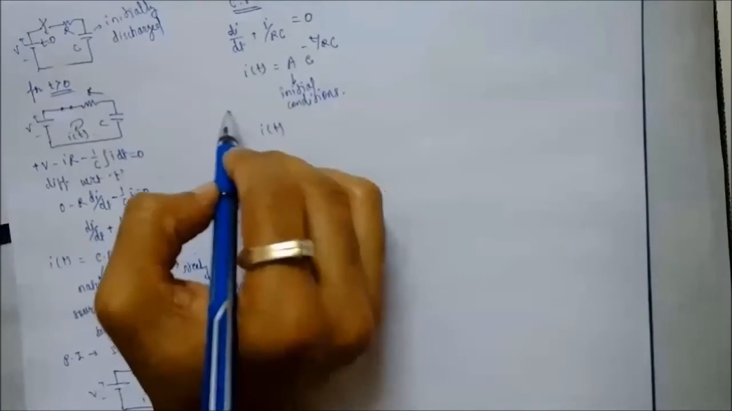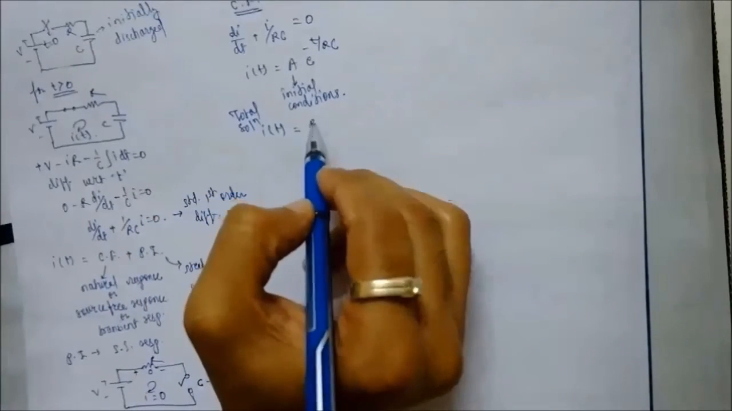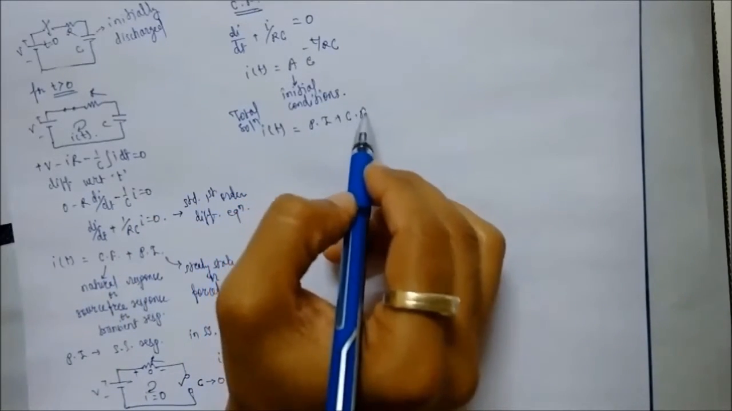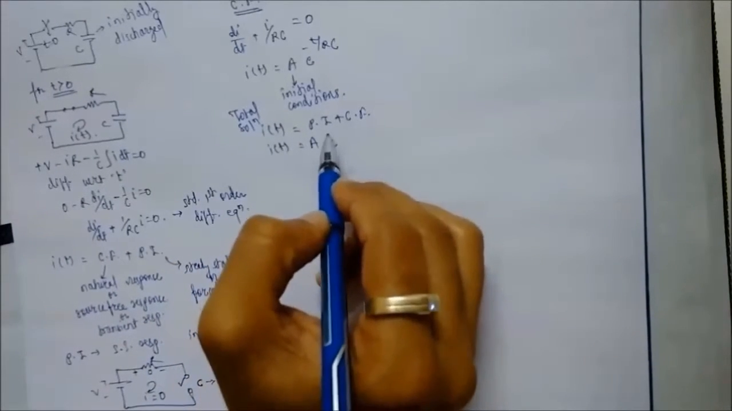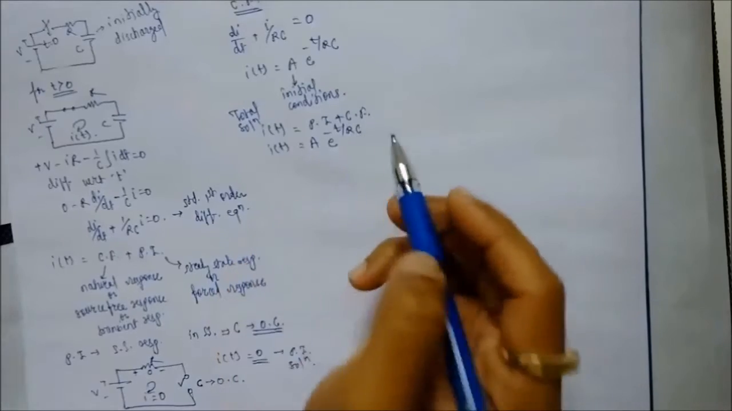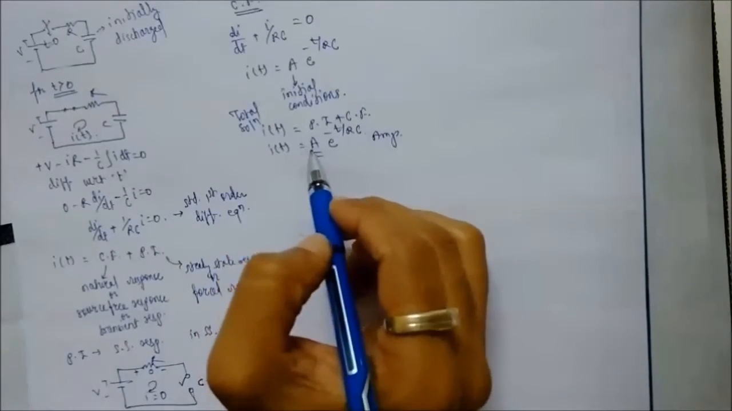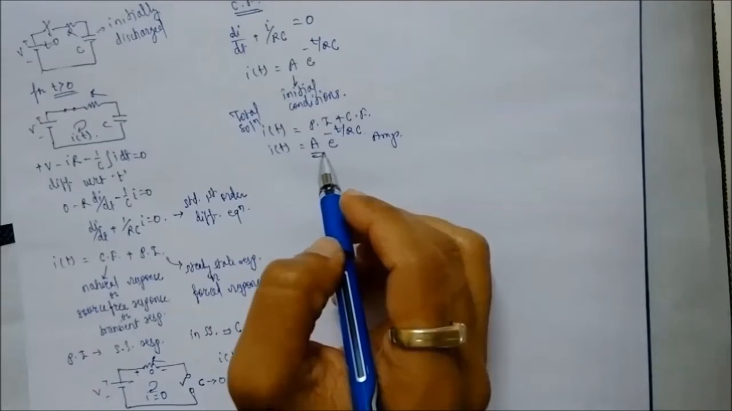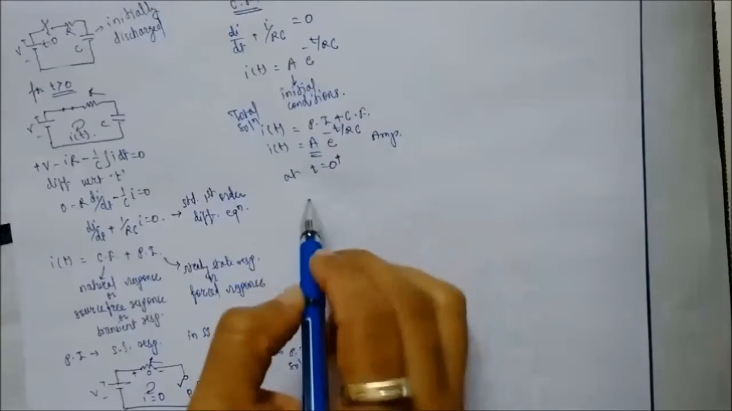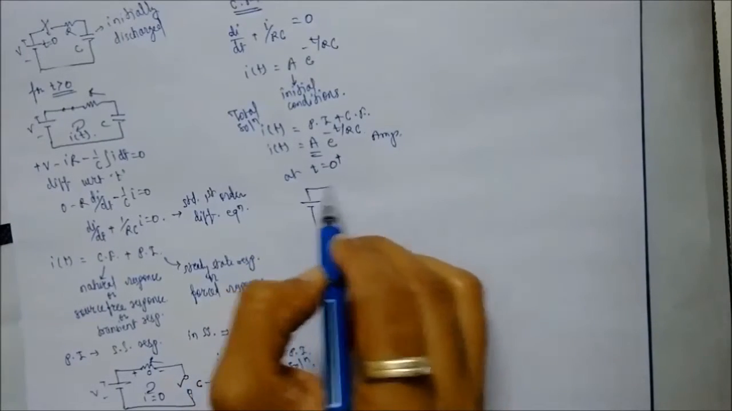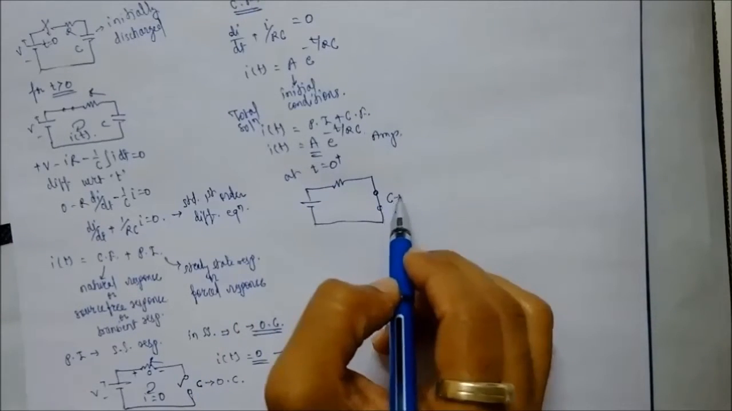So the total solution is equal to PI plus CF. PI is nothing but 0, so we will get i equal to A e to the power minus t upon RC amperes. Now we will find out the value of A. A can be found out using initial conditions. So at t equal to 0 plus, we can redraw the circuit as the capacitor acts as a short circuit at the switching instant.